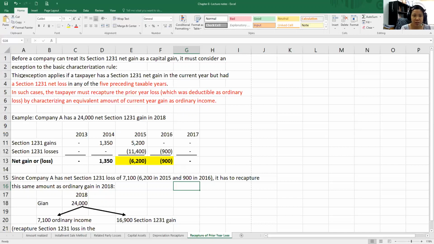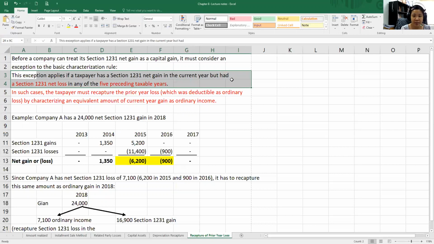This exception applies if a taxpayer has a Section 1231 net gain in the current year, but a Section 1231 net loss in any of the 5 preceding taxable years. In such case, the taxpayer must recapture the prior year loss, which was deductible as ordinary loss, by characterizing an equivalent amount of current year gain as ordinary income.